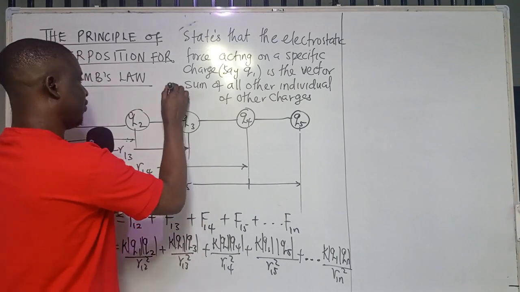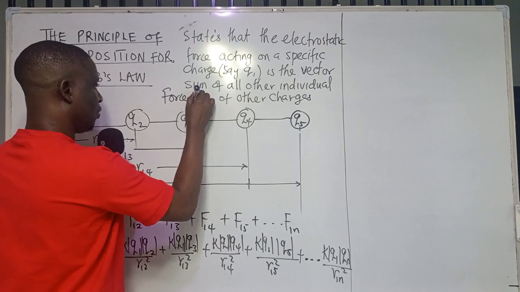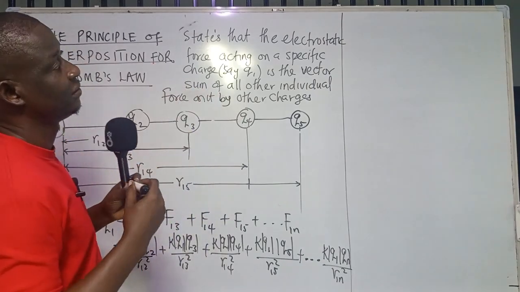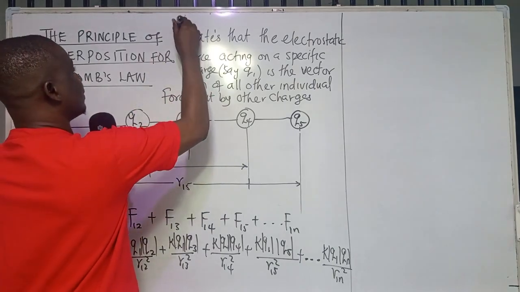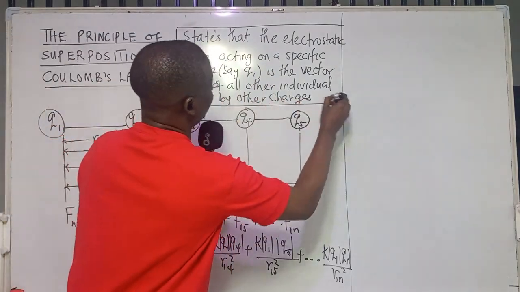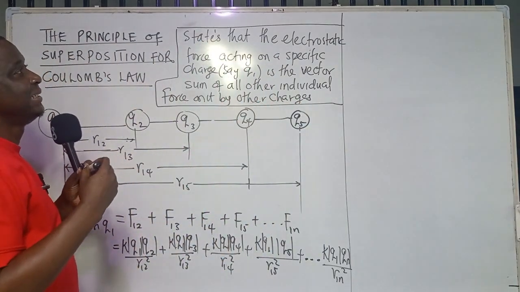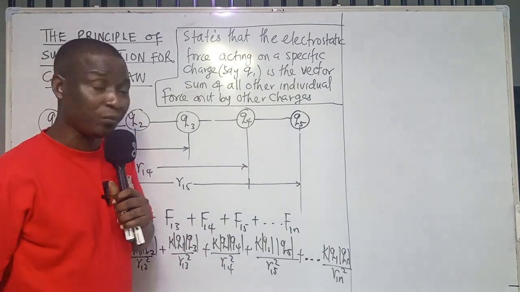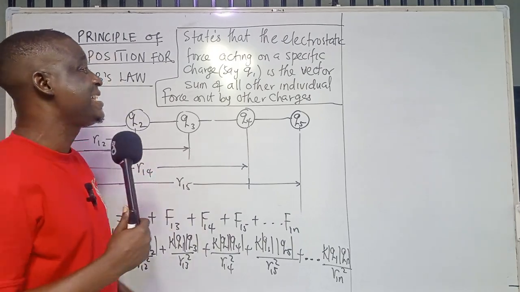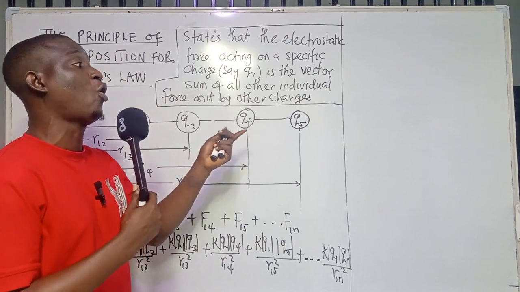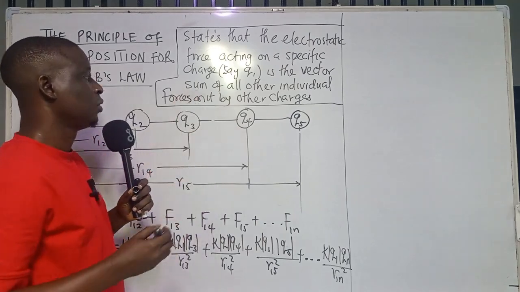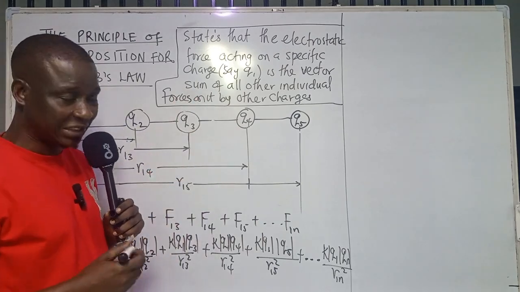You can say forces, individual force on it by other charges. So you see now, that is what the theorem states. The principle states that the electrostatic force on a specific charge, let's say Q1, is the vector sum of all other individual forces on it by other charges.